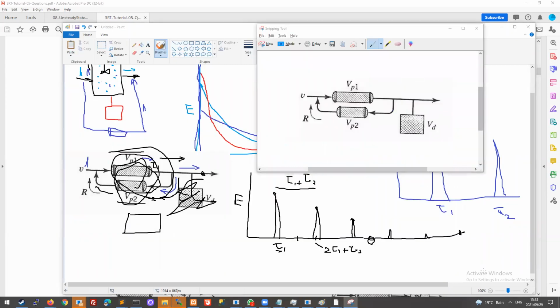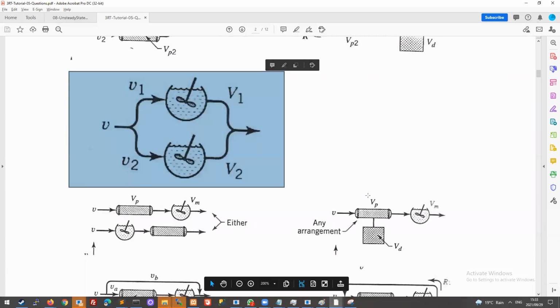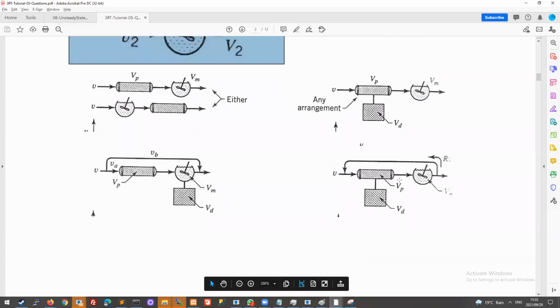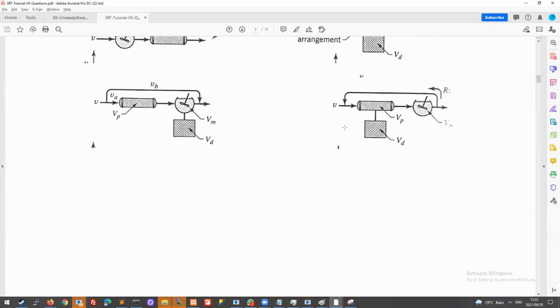So that's one of the interesting cases. And then you can also think about what happens with CSTRs in parallel and when you switch them around and all of that. Okay, so I'll leave you to play around with these ones also.